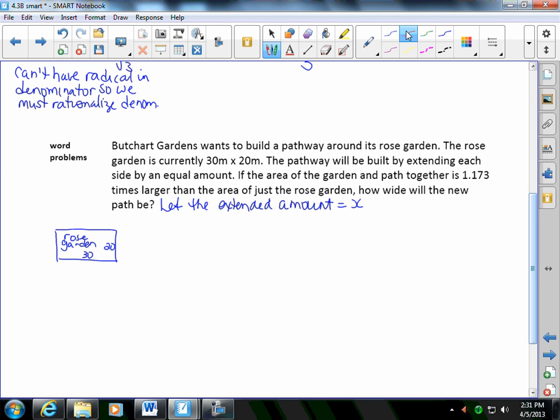So what they said that they're going to do is they're taking a pathway and they're going to extend it the same amount on all of the sides. So we said that extended amount is an x, so they're extending it x here, x here, x here, x this way. So if I drew that to make my new dimensions, oops, we'll pretend these touch. So these values here are all x's.